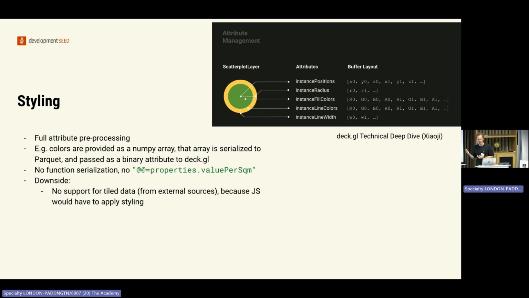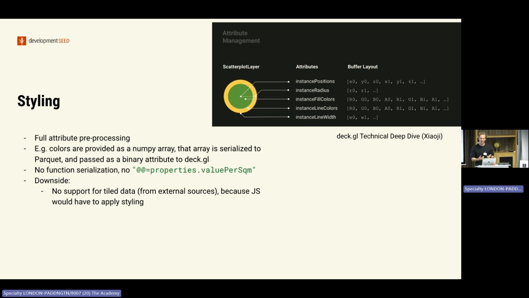Here, this is a slide from Xiaoji's Deck.gl technical deep dive that shows the columnar buffer layout. One of the key things about Lonboard is that we don't serialize functions to JavaScript, whereas PyDeck previously would have this syntax that tries to describe which pieces of the JavaScript objects that were decoded from JSON should be passed into which accessors. But because we do all of this pre-packing on the Python side, we have these binary arrays that we can pass directly into Deck.gl's binary attribute support.